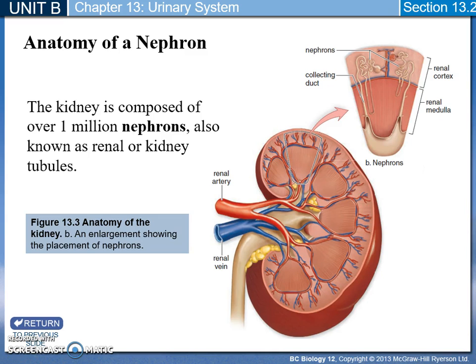The kidney is composed of over 1 million nephrons, also known as the renal or kidney tubules. And you can see that they extend into all three regions of the kidney itself, right from the cortex into the renal medulla and the renal pelvis. So it's basically the structure of the nephrons themselves which determines the structure of the kidney into its three regions.